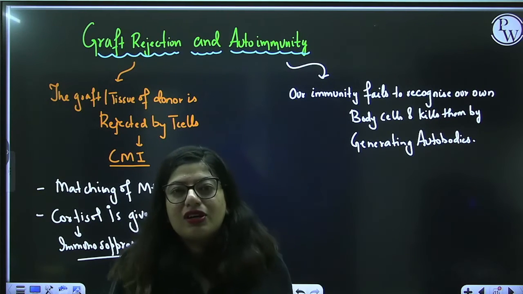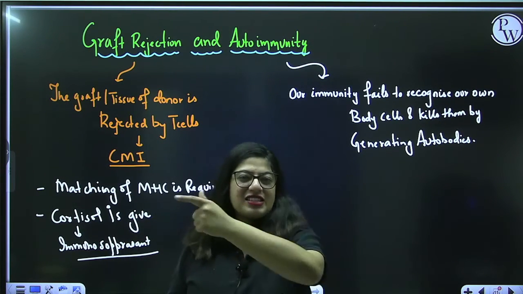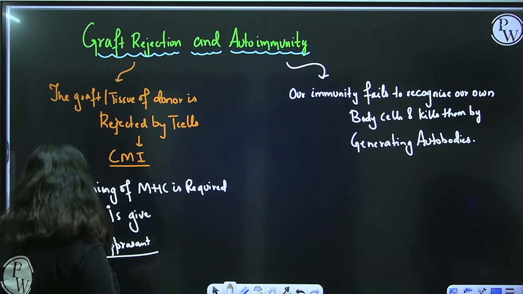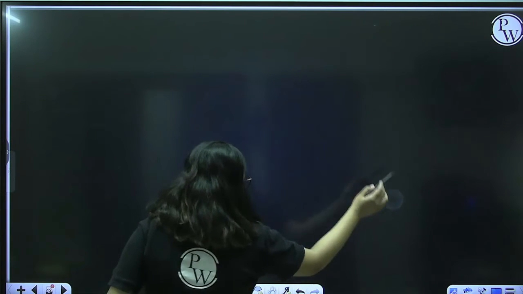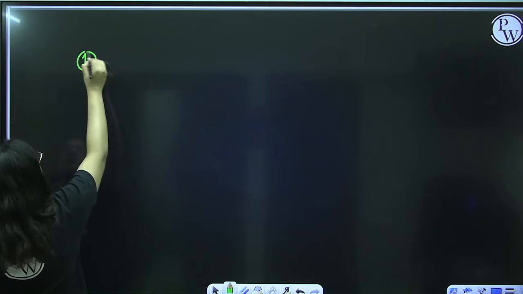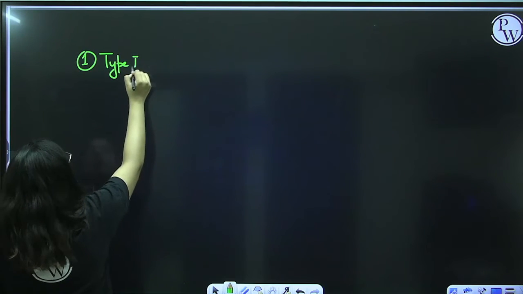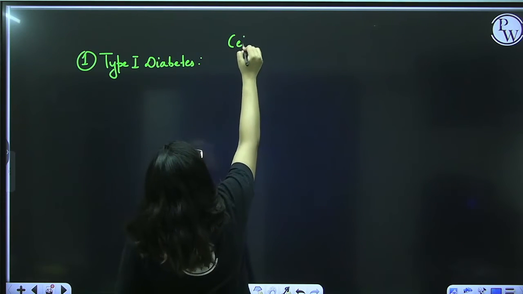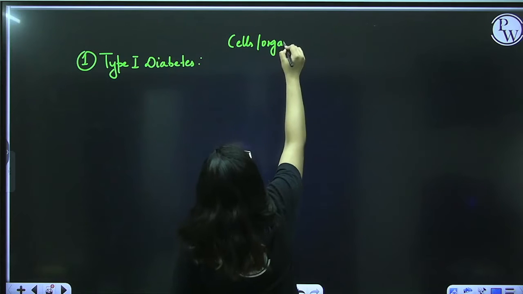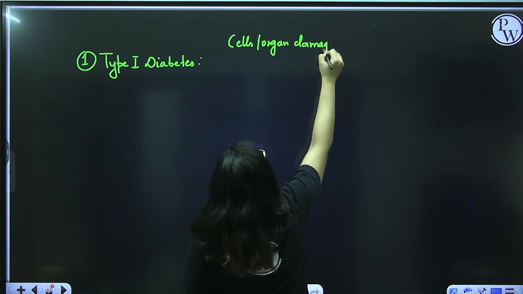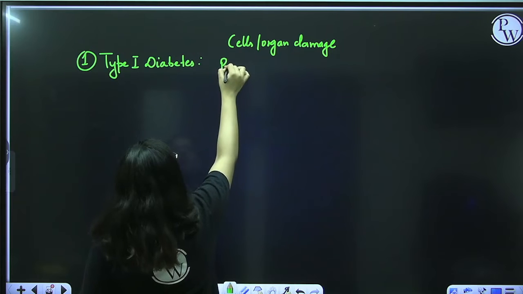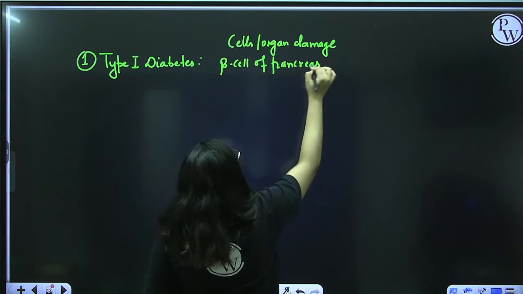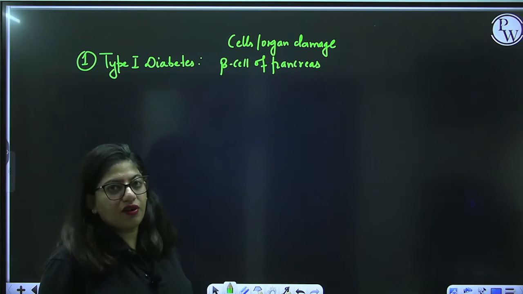I had given you homework to tell about all the autoimmune diseases. Let's discuss them today. Now let's make a list of various autoimmune disorders. The first one is type 1 diabetes. In type 1 diabetes, your beta cells are destroyed. So here I am writing the cells or organ which got damaged due to autoimmunity. Which cells are destroyed? Beta cells. Of which organ? Of the pancreas. So your body starts recognizing the beta cells of the pancreas as foreign, right?